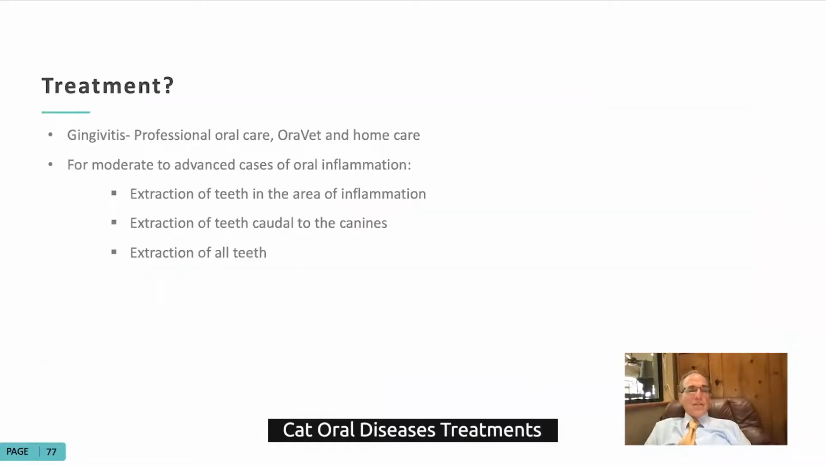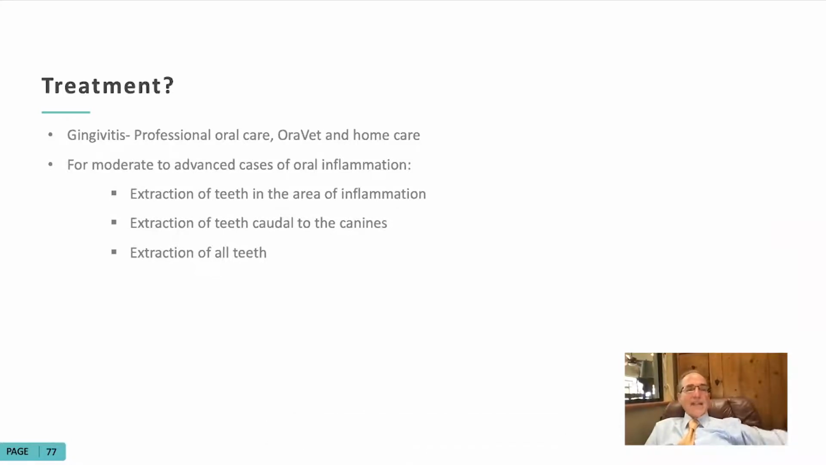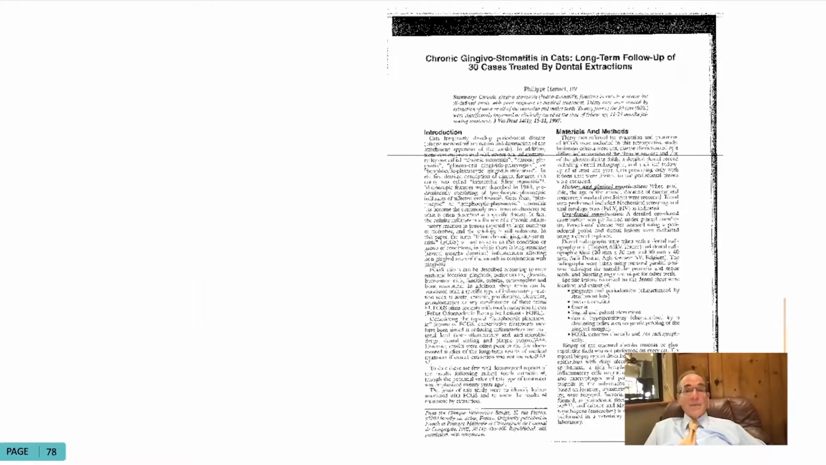So the treatment for gingivitis is teeth cleaning. We sometimes use Oravet and use home care. For moderate to advanced cases of oral inflammation, you extract the teeth in the area of inflammation, or extract all the teeth caudal to the canines, or you extract all the teeth if everything's inflamed.